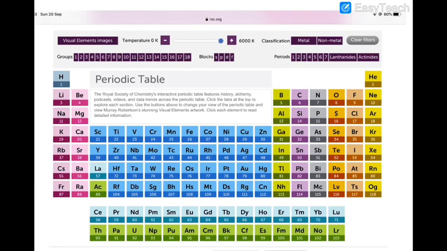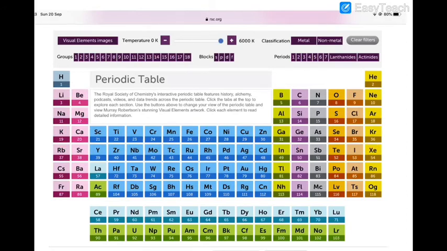As you can see, the first period has 2 elements. The second period has 8 elements. The third one has 8 elements as well. While for the fourth one, we start to fill the d orbitals, which is 3d, so we have 18 elements over here. For the fifth one, we also have 18 elements.